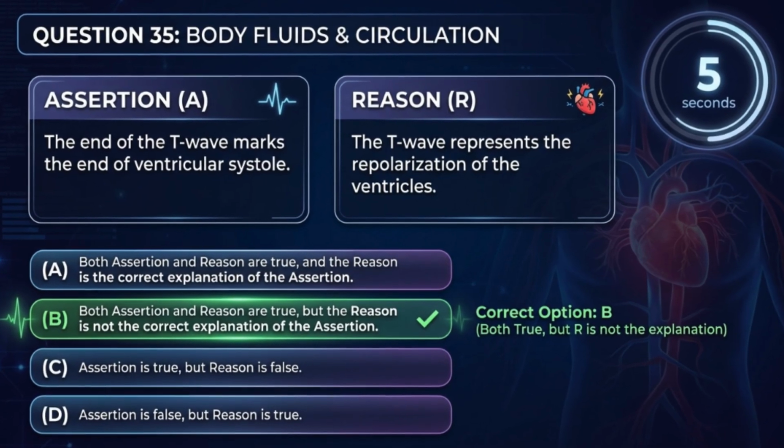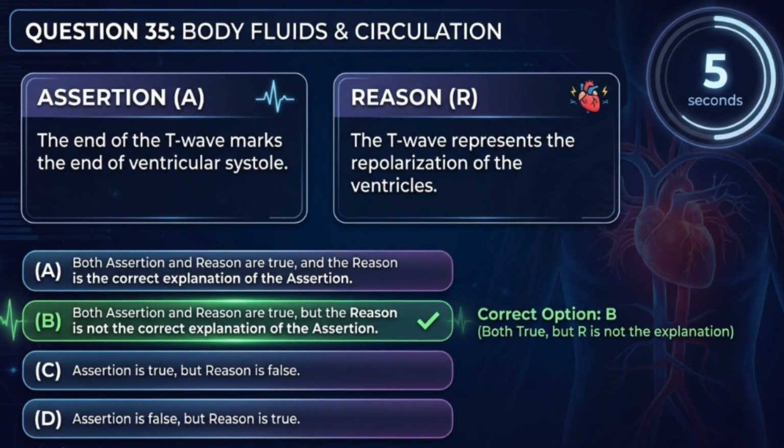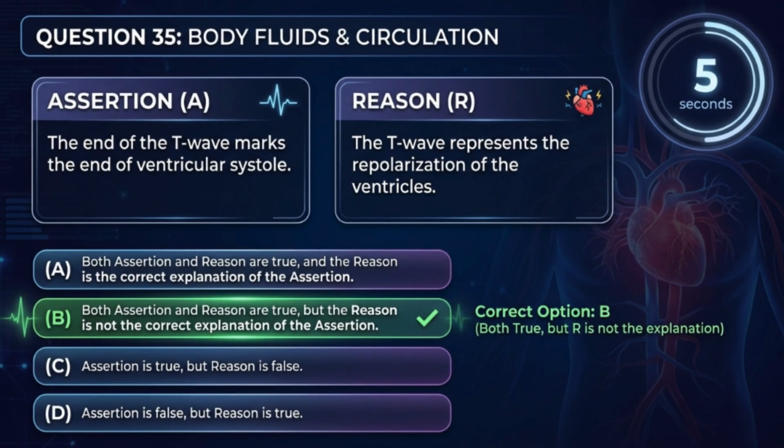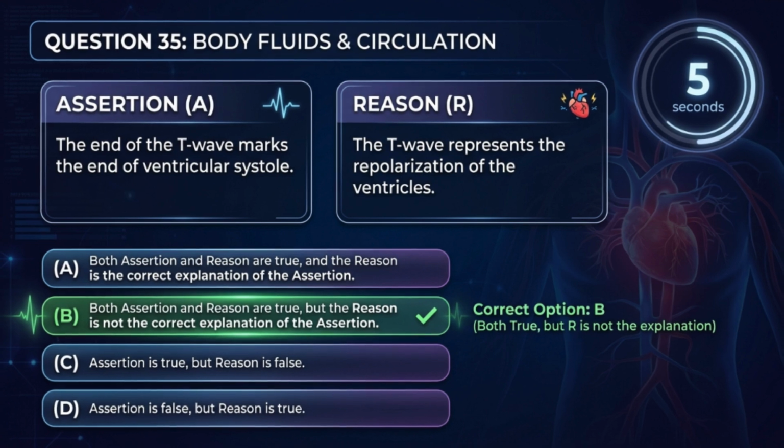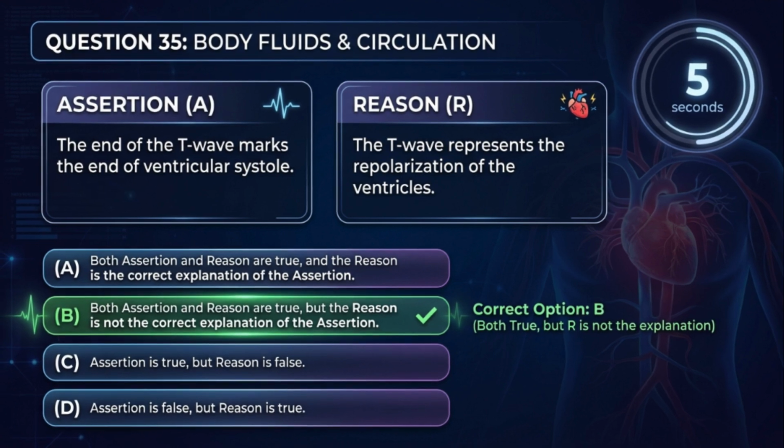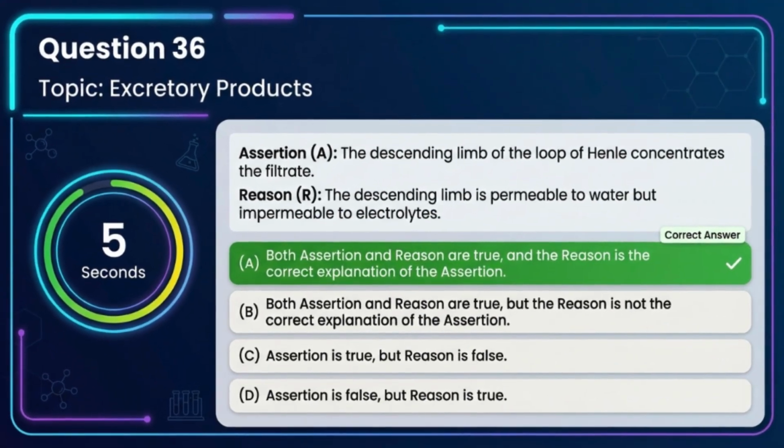Question 35. Body fluids and circulation. Assertion A. The end of the T wave marks the end of ventricular systole. Reason R. The T wave represents the repolarization of the ventricles. 3, 2, 1. The end of the T wave marks the end of ventricular systole, which is true. The T wave represents ventricular repolarization, which is also true. But repolarization itself is not the reason for the timing definition. Option is B.